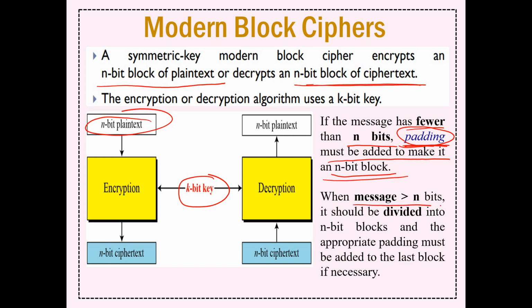The second condition is when the message is greater than n bits, then it should be divided in such a manner that it becomes n-bit blocks. Again, you specify what your system is and how many bits it can handle. Based on that, if you have a longer or larger data set, you break it up into smaller segments equal to n bits. If in that case you also require padding, appropriate padding must be added to the last block if necessary. If the whole data is divided equally, then you don't need to do anything. We'll see that with an example also. But if it is not, then you have to add the requisite amount of padding.